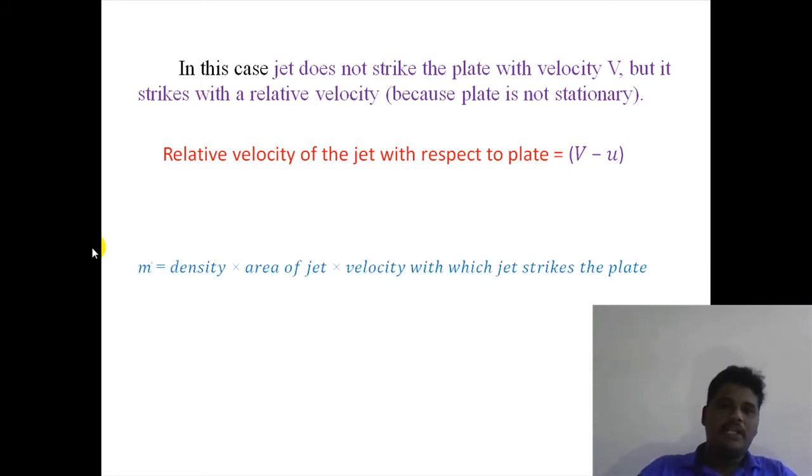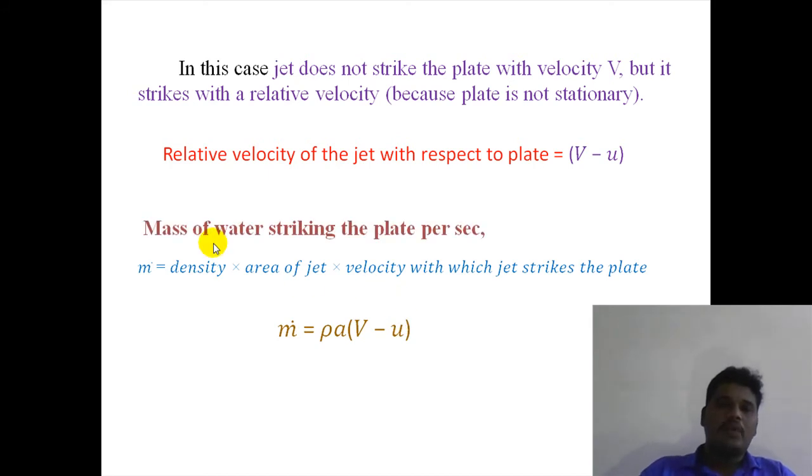We know that the mass flow rate is equal to density multiplied by area and velocity, rho into a into v. Here the mass of water striking per second is equal to rho a multiplied with v minus u.